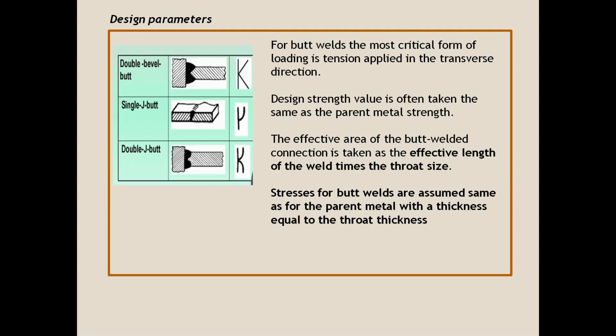See the diagrams for a double bevel butt joint, single J butt joint, and double J joint. These welds are used as butt welds. First I explained the design for fillet welds, and then explained butt welds. These are the different types of welds used in the design and drawing of steel structures.